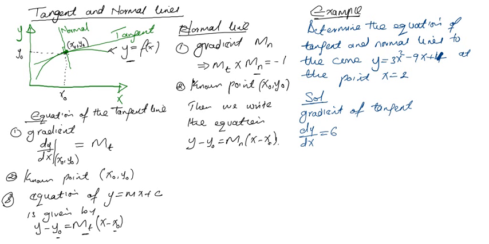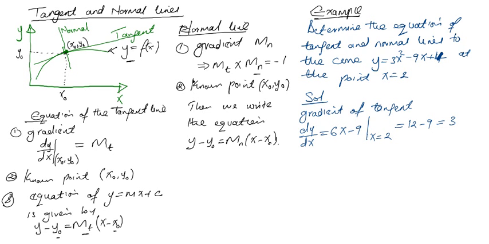This is 6x minus 9. Now what do you want to do? Substitute x equals 2, because that is where this tangent passes through. So what does it give us? It gives us 12 minus 9, which is equal to 3. So that is the gradient of the tangent.